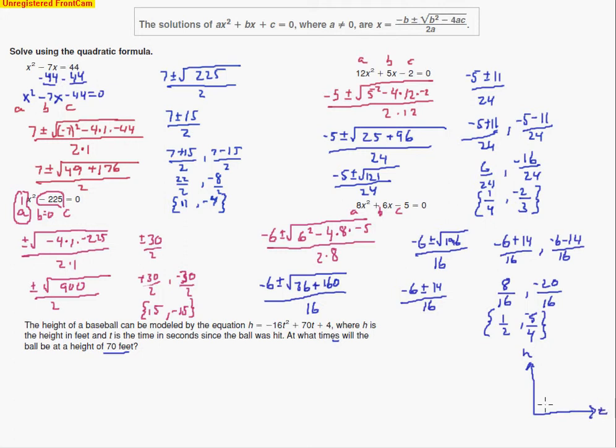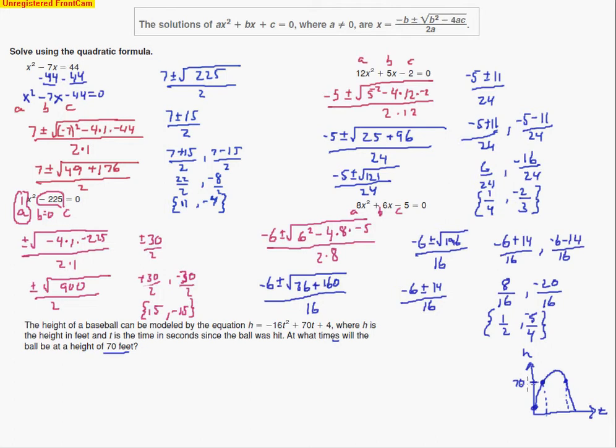And so it's starting 4 feet up, and it goes up into the air and comes back down. So most likely, 70 is going to be somewhere here. It could be right at the vertex, which would mean there's only one time. But if there's two, if it makes it past 70 feet, we would have a time going up and a time coming back down. So we'd have two answers. So they should both be positive answers that we come up with when we solve this.